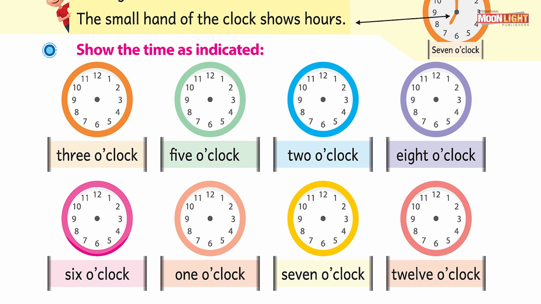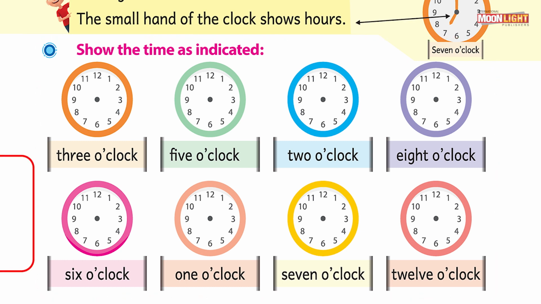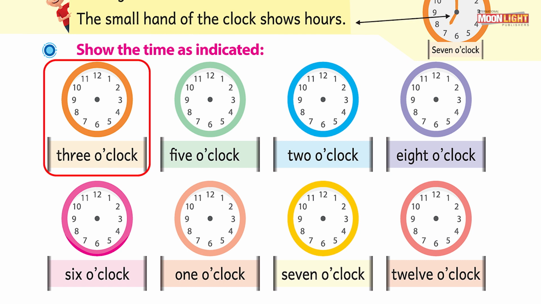Now it's time to show your understanding. You have been given some clocks without the hands. And below each clock, you have been given the time. It's your task to draw the hands according to the time. Let's start. In the first clock, we have to show time as 3 o'clock. So, small hand will point out 3 and big hand will point out 12.